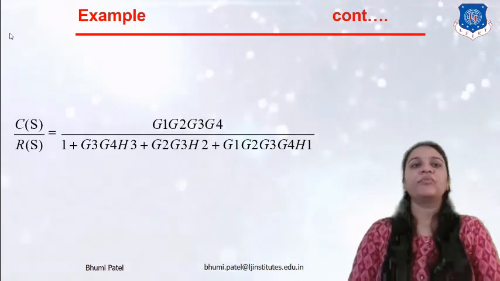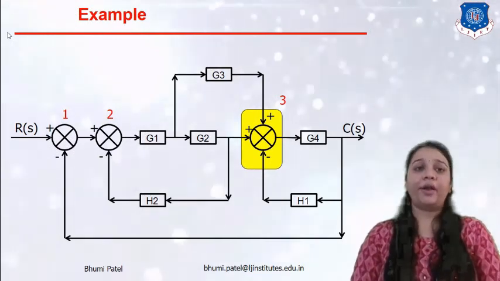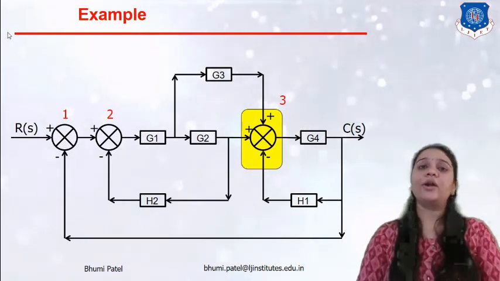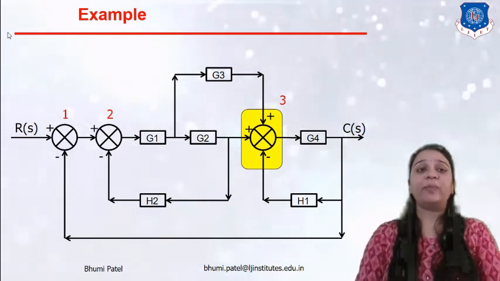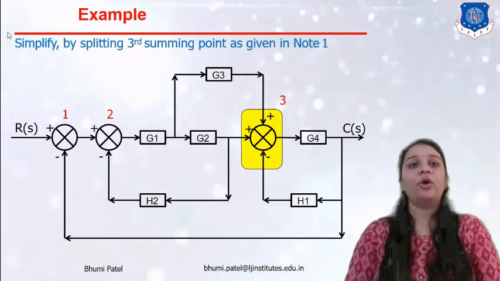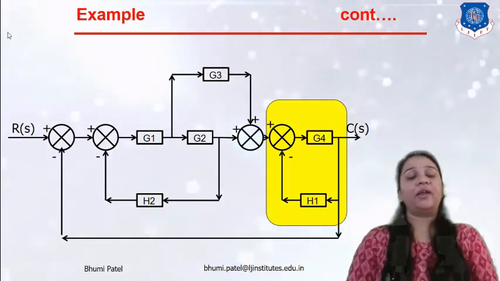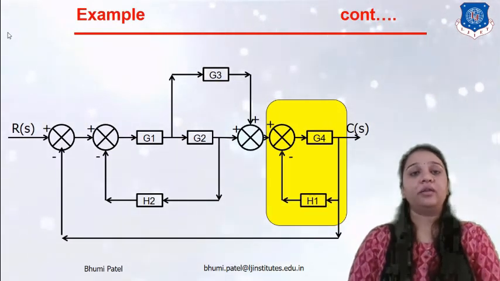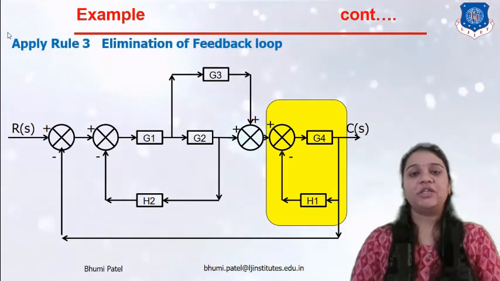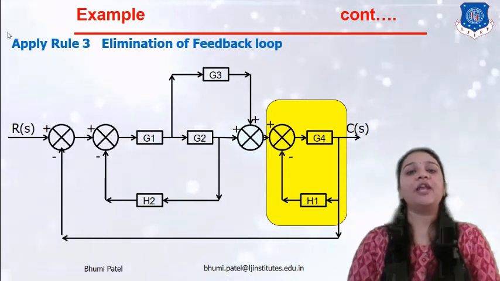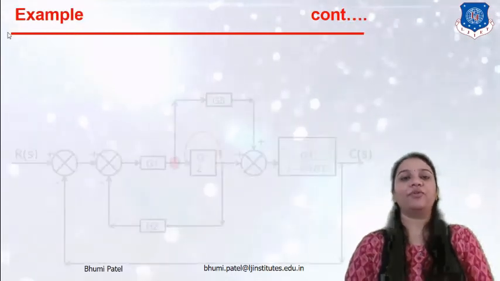The next example is, here 3 summing points are given. Now rule number 1, 2 or 3 cannot be applied directly. So for that we can split the third summing point, okay, and we can get this type of diagram. Whenever we split the summing point, the next rule is applicable, elimination of the feedback loop for the G4 and H1, and the sign of the H1 is negative. So the answer is G4 upon 1 plus G4 H1.